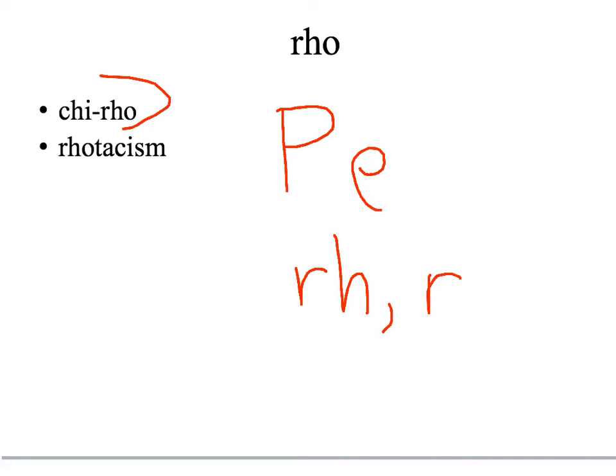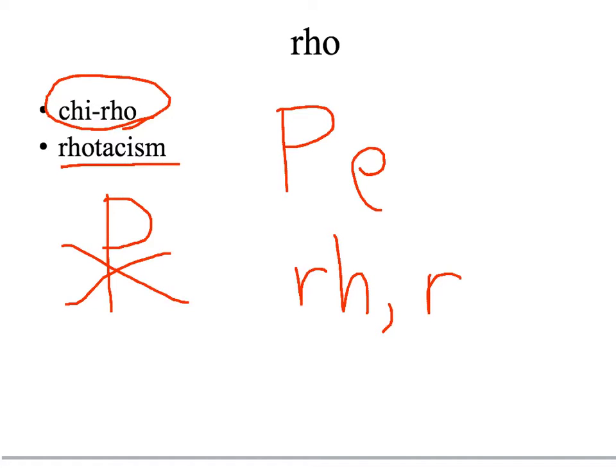We had learned earlier in the year about that symbol, the chi rho. Chi being the cross that looks like an X, and rho being the letter that looks like a P. Rhoticism is an English word based on the letter rho that has to do with pronouncing the R sound.